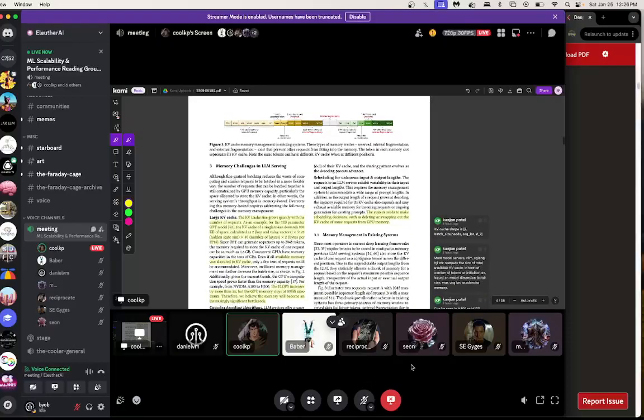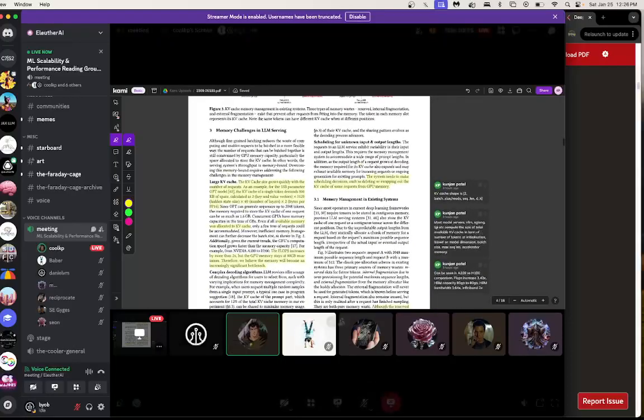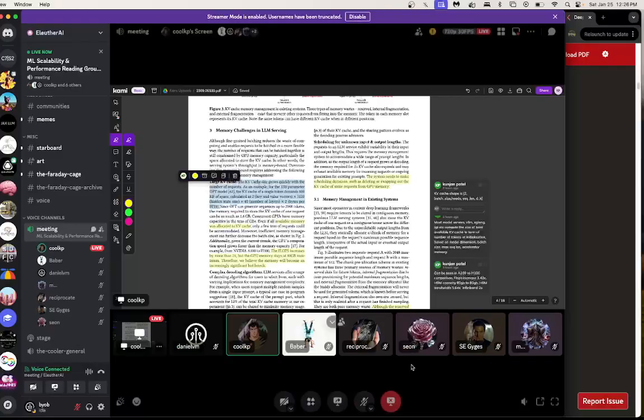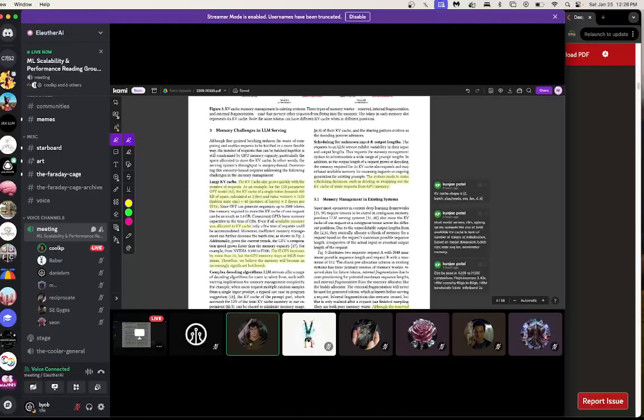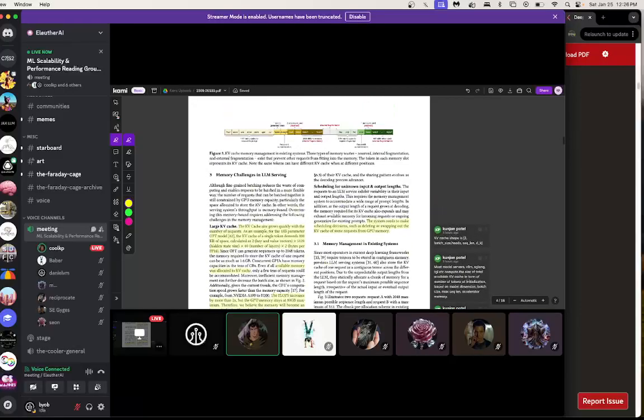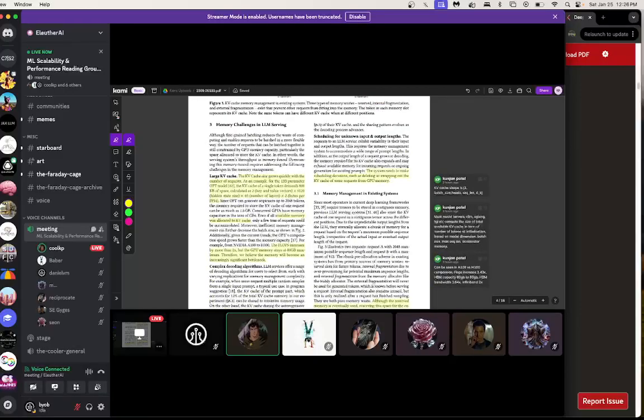Here they go with the memory challenges. Actually, from the previous section, PagedAttention is implemented largely in the prefill phase, but the benefits are higher in the decode stage.